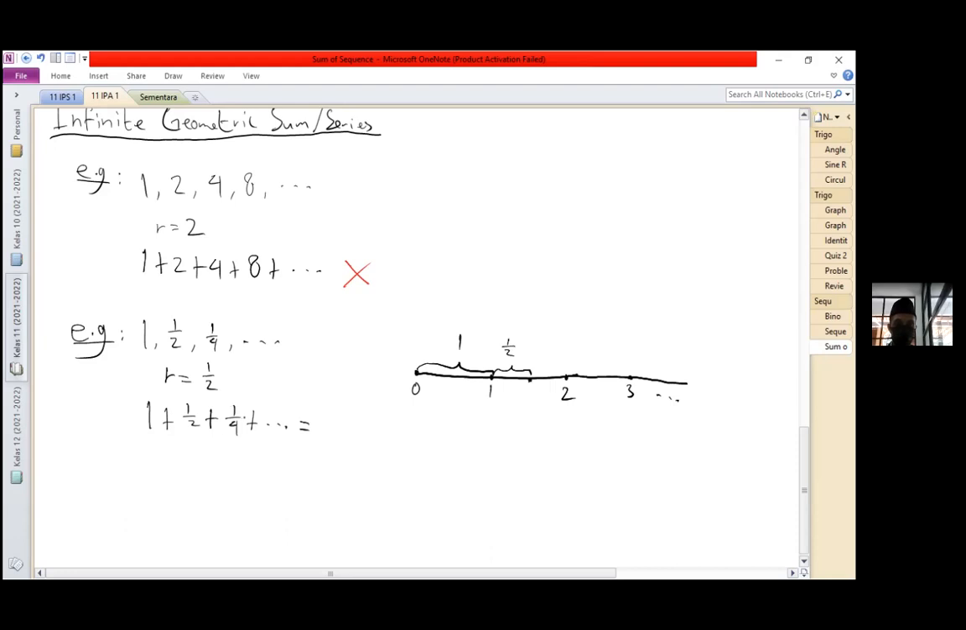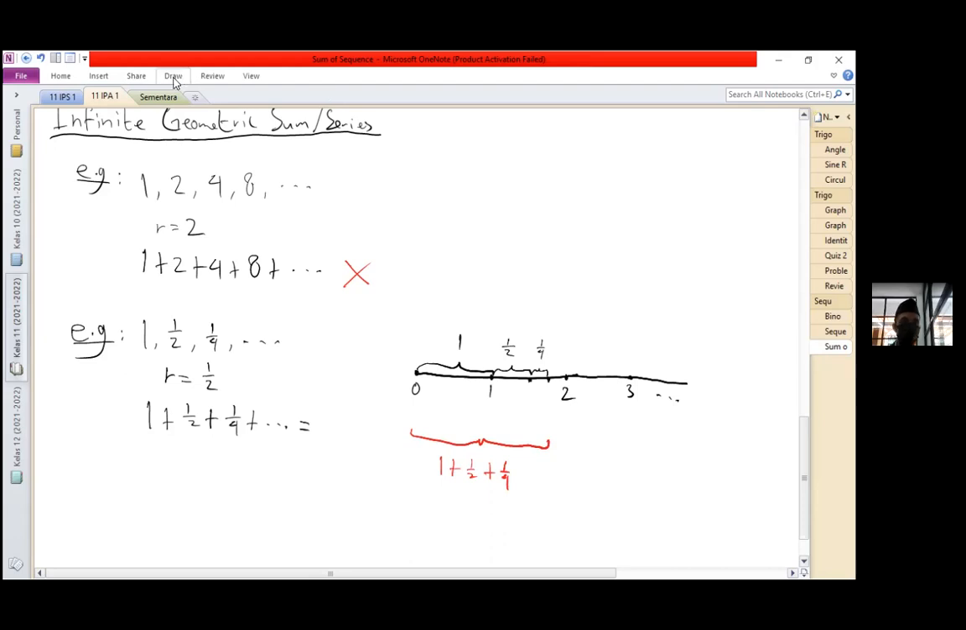Then if we add another one, which is half the length of the second one, something like this. This is 1/4. And the length from 0 to this point will be the same as the sum of 1 plus 1/2 plus 1/4. And we can go on and on.